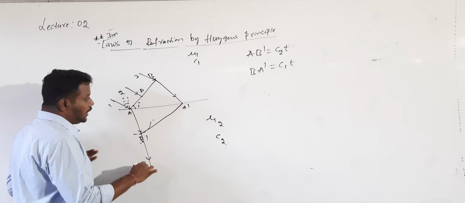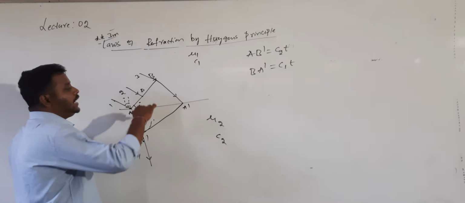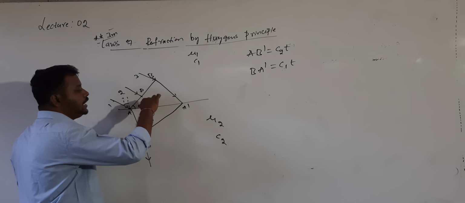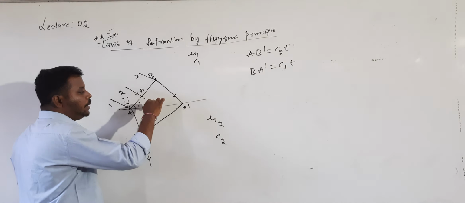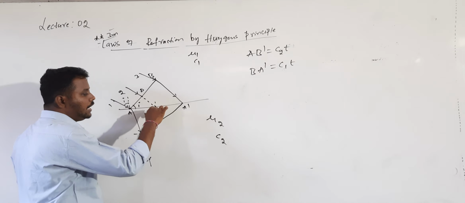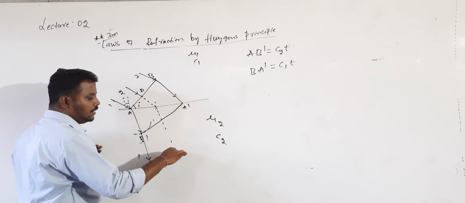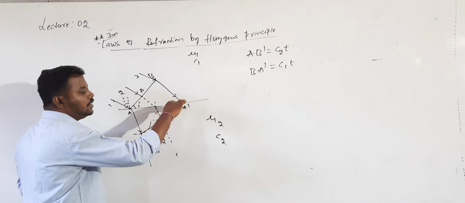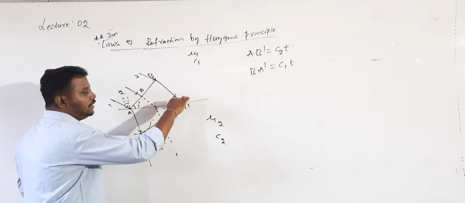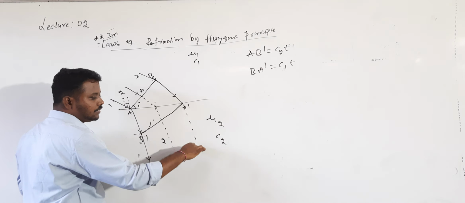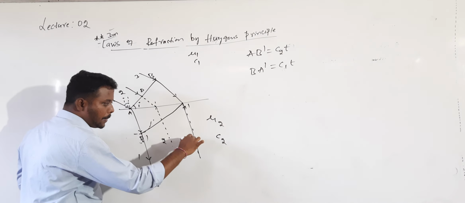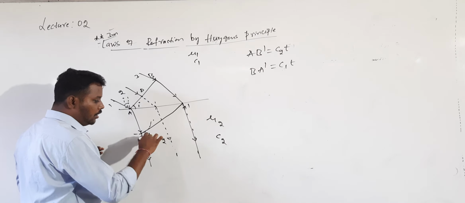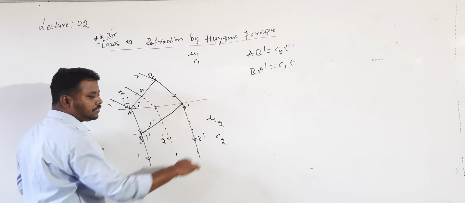Now this light ray will travel like this. This is the first one. If any light ray is incident on this interface, that light ray will be bent towards the normal. So that light ray will travel like this. This is my second light ray. And similarly here, this light ray also will bend. This is my third ray. So can I call them 1 dash, 2 dash, 3 dash?